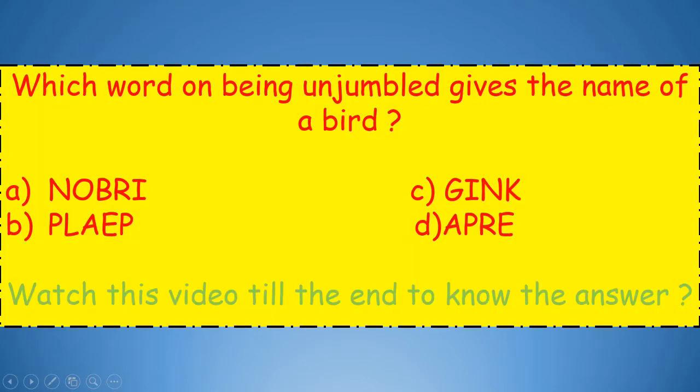After reading every question, I will start giving the solution. If you want to solve that question by yourself, then you can pause that video at that moment. Before we start, here is a quick question for you. Which word on being unjumbled gives the name of a bird? Option A Nobri, option B Plaep, option C Gink, and option D Apre. Watch this video till the end to know the answer. So let's start with the first question.